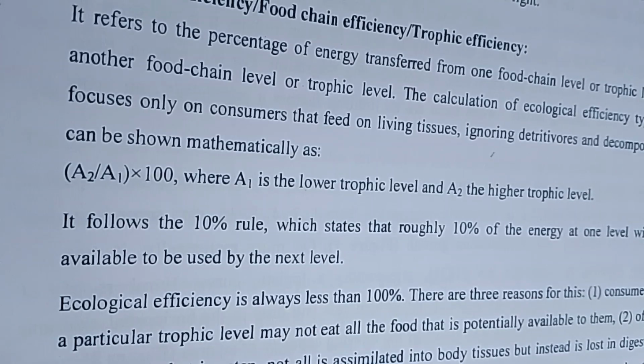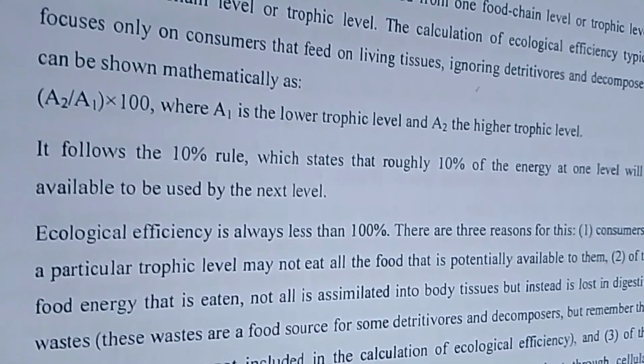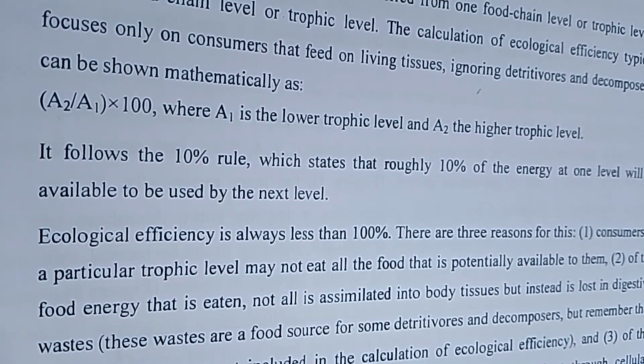Ecological efficiency, food chain efficiency, trophic efficiency. It refers to the percentage of energy transferred from one food chain level or trophic level to another. The calculation of ecological efficiency typically focuses only on the consumers that feed on living tissue, ignoring detritivores and decomposers. It can be shown mathematically as A2 divided by A1 times 100, where A1 is the lower trophic level and A2 is the higher trophic level. It follows the 10% rule, which states that roughly 10% of the energy at one level will be available to be used by the next level.